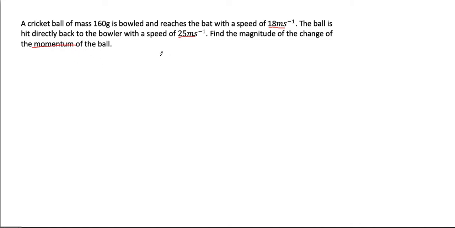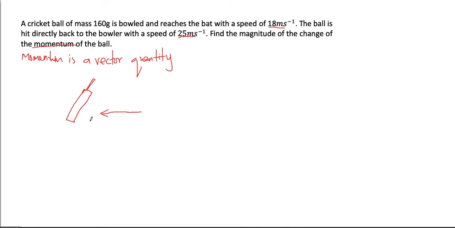First of all, momentum is a vector quantity. We know a ball is bowled and it reaches the bat, so basically it's moving towards the bat. Let's say I draw a bat here, towards the batsman, and then the batsman hits the ball, so it's moving towards the bat at 18 meter per second.